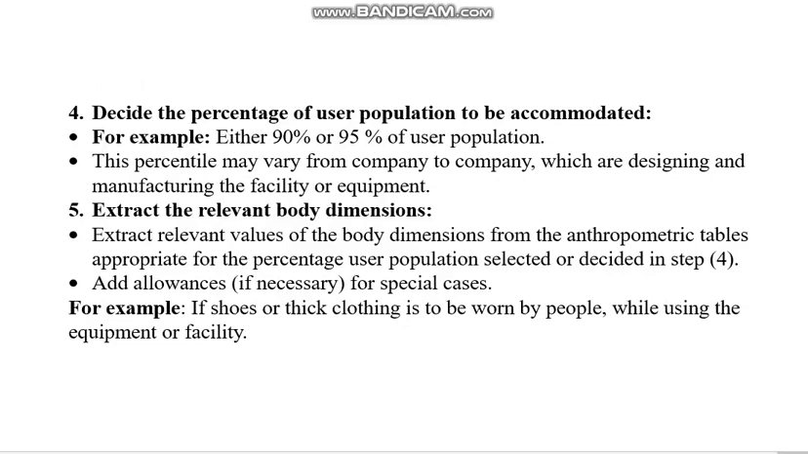For example, either 90% or 95% of the user population, for them whatever equipment or machine you are making, they should be able to operate it. It should fit them. This 95% means what? Out of 100, 95 people can use it, but 5 people cannot use it. Percentile means how many people are below you. 95 percentile means 95 people are below you.